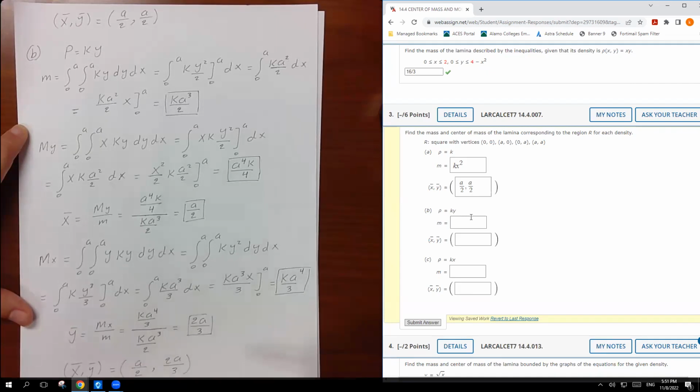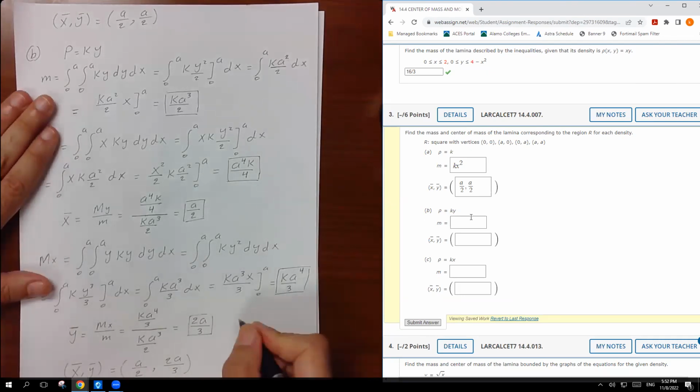And here's the k. That means y-bar is going to be m sub x divided by m, which is equal to k a to the power 4 divided by 3, divided by m. 3 divided by 2 is going to be 2 over 3, because you take the reciprocal for the second one. K with the k cancel, and what's left is a over... So it's going to be 2a over 3.